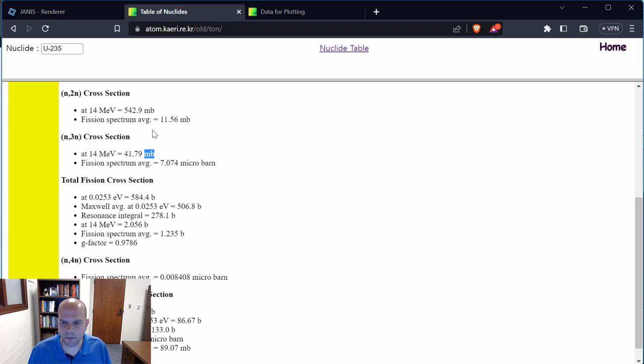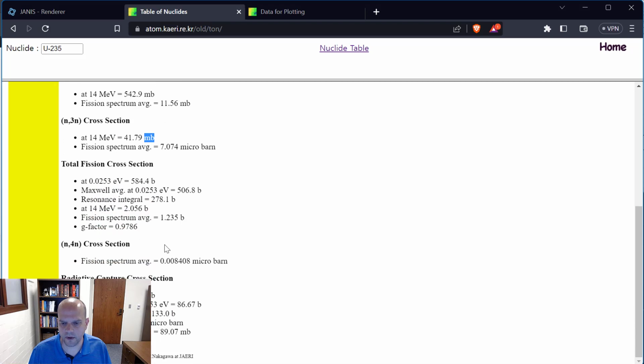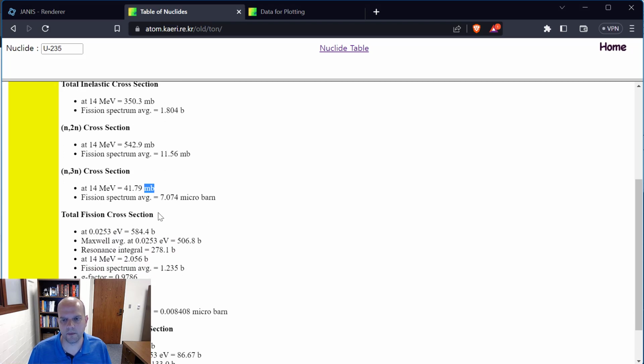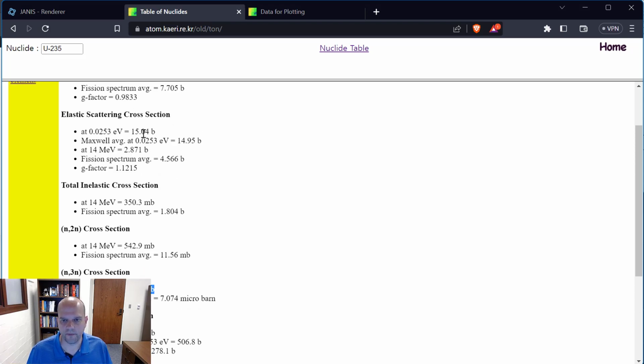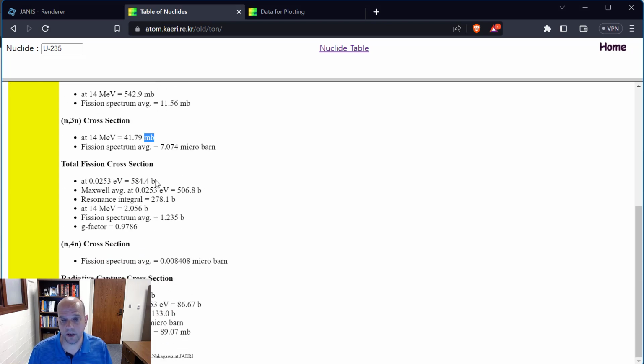You see these are in millibarn. I think one of these might be microbarn somewhere, but no, maybe not. But yeah, so this is 0.5 or 0.04 barn, and this is 0.5 barn, and this is 0.3 barn, and so on. But those are the two numbers I'm going to use for this problem.